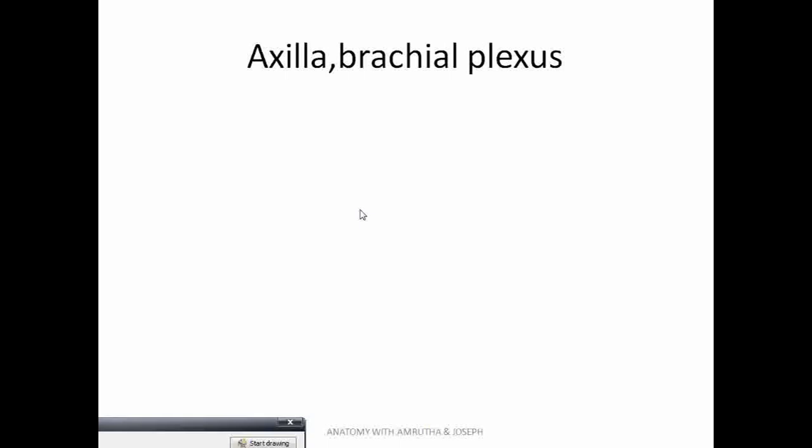Now this topic, the axilla and the brachial plexus, will be taken very soon.